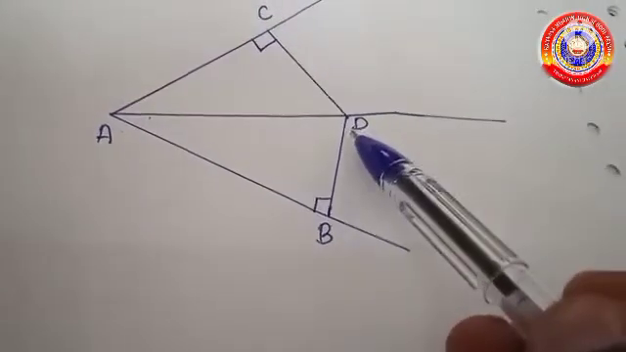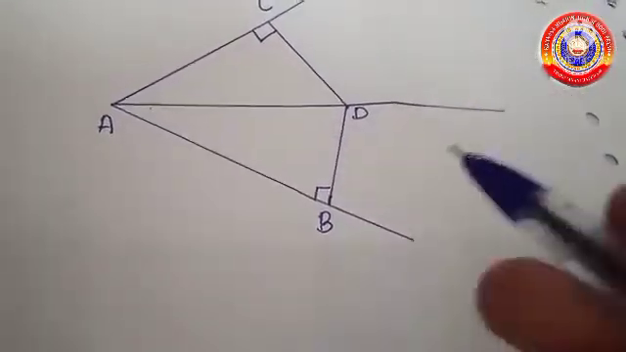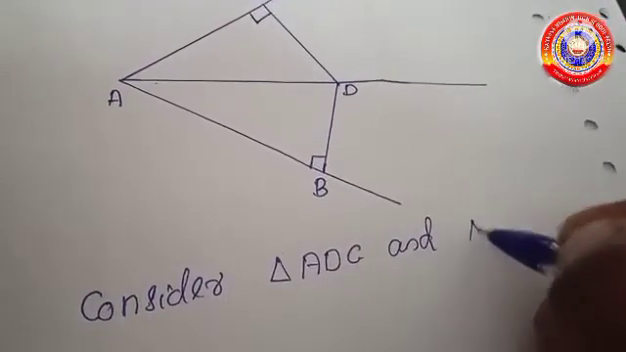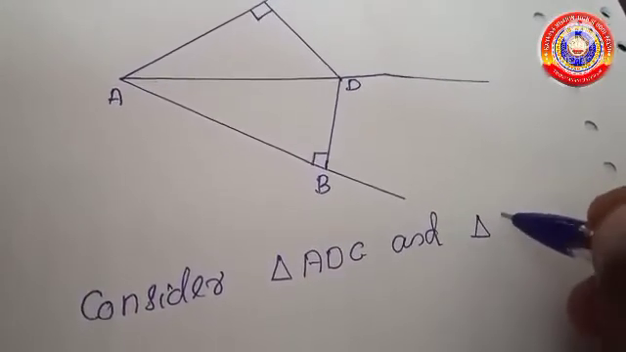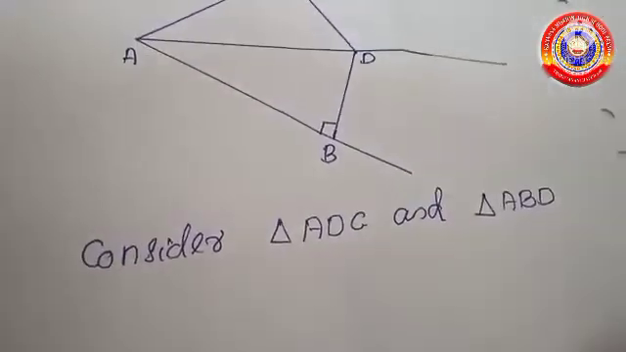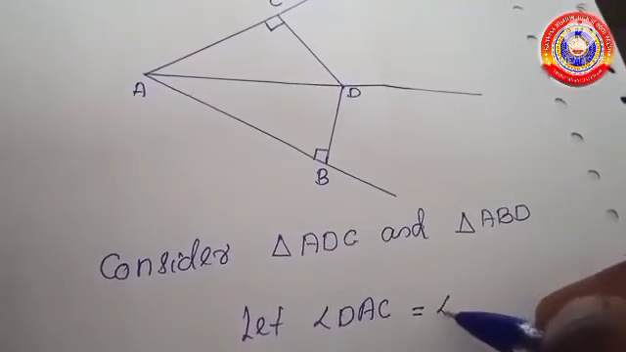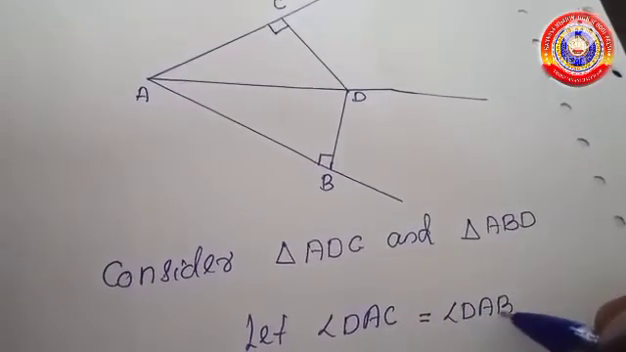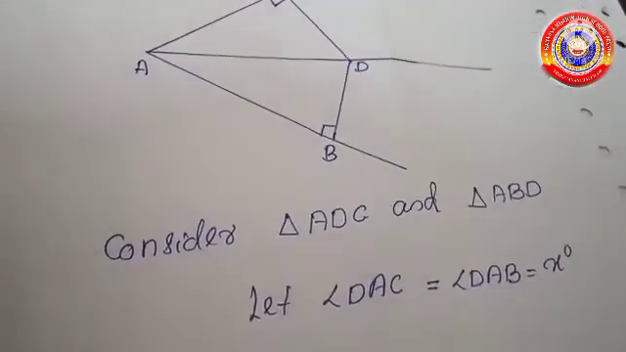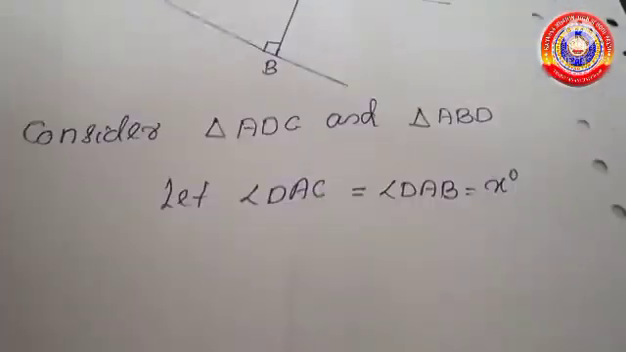For that, first of all, we have to consider two triangles, triangle ACD and triangle ABD. In both triangles, angle DAC equals angle DAB because AD is the angle bisector of angle A. Consider this angle equal to x degrees. Angle DAC equals angle DAB equals x degrees.